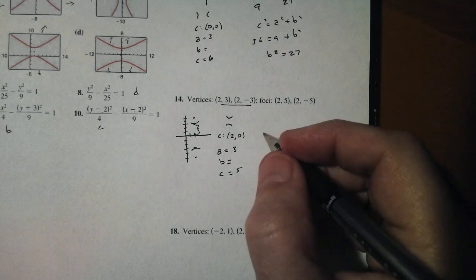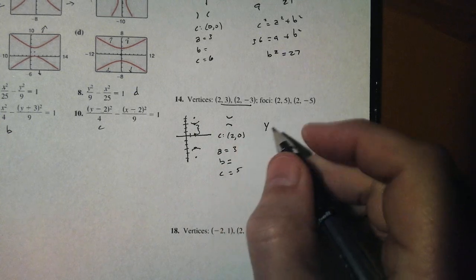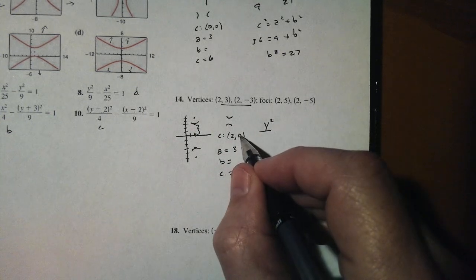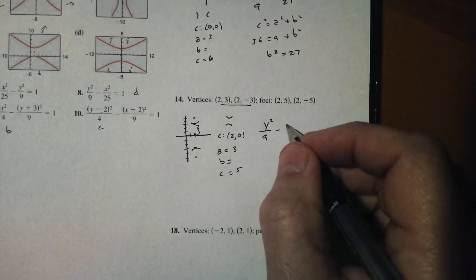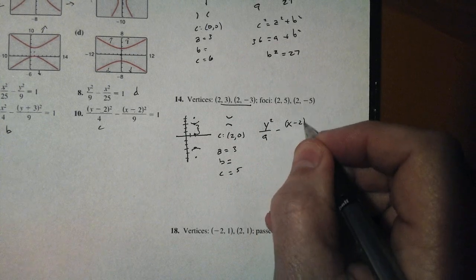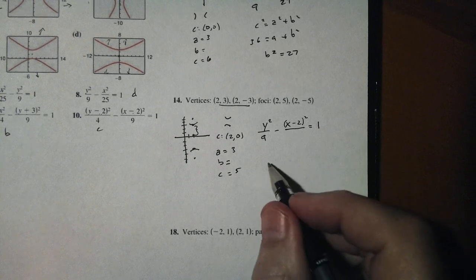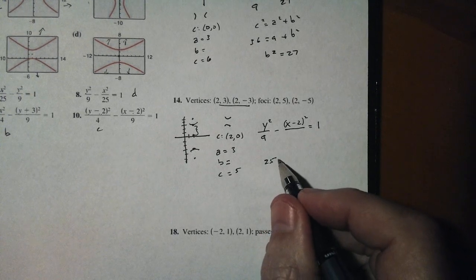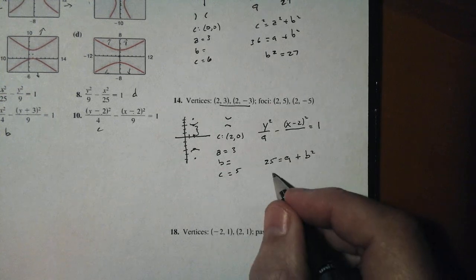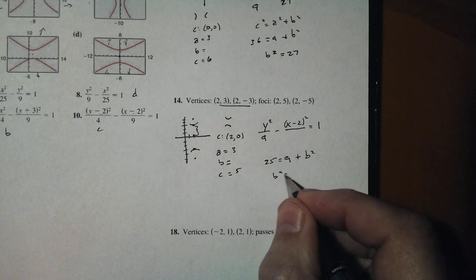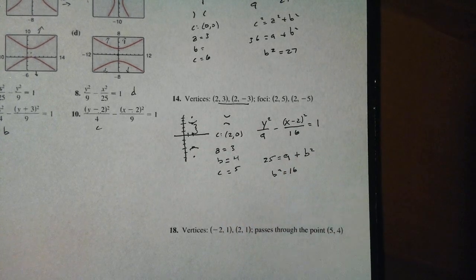Okay. So we've got, it opens up or down. That's y minus y coordinates. So y minus 0 squared on A squared minus x minus 2 squared on B squared equals 1. But C squared equals A squared plus B squared. B squared is 16. B is 4, but truthfully, I only need to know that.